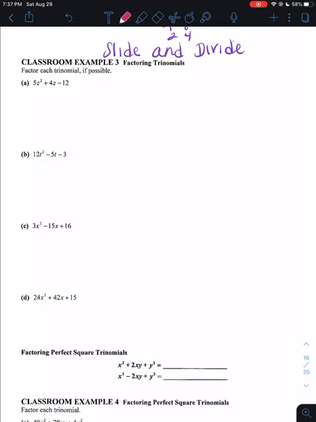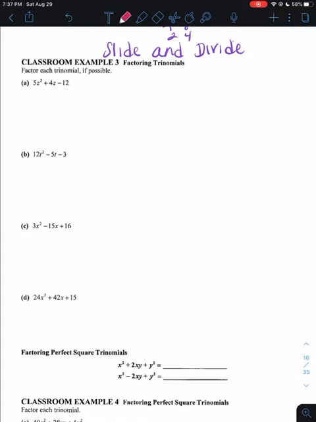If you look it up, you might see this on YouTube somewhere called slide and divide. So to factor this trinomial, first thing you want to do, in any type of factoring problem, is check and make sure there's no greatest common factor. So I look at all three terms. There's nothing I can take out of all three terms, so there's no greatest common factor. Then I dive into this slide and divide stuff.